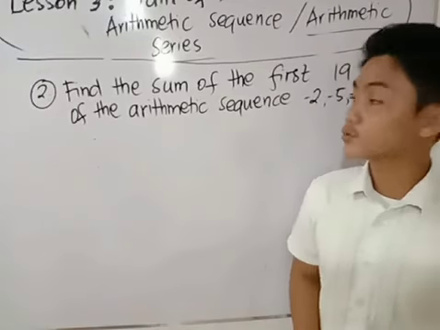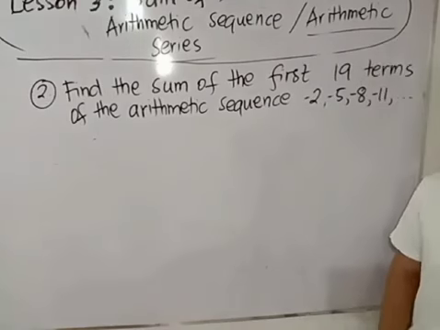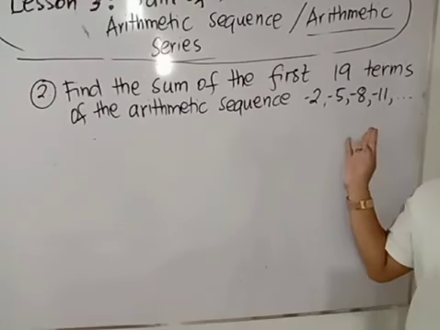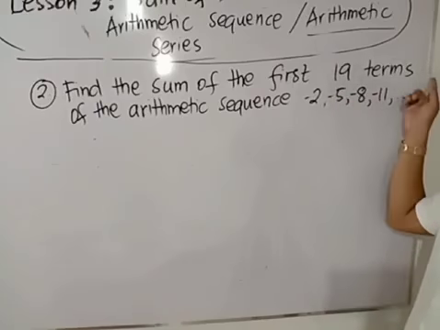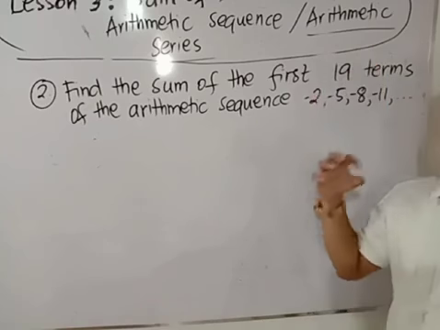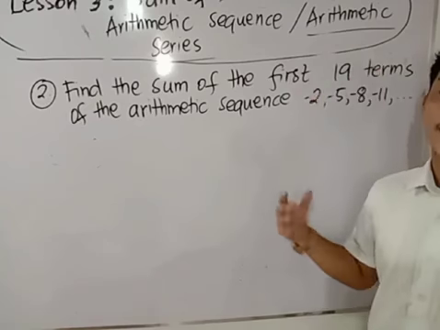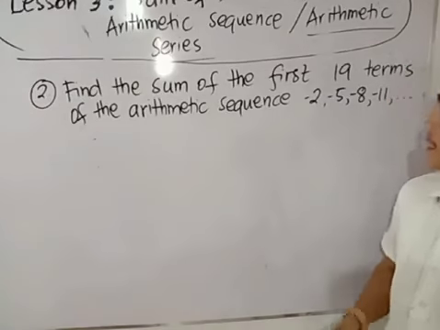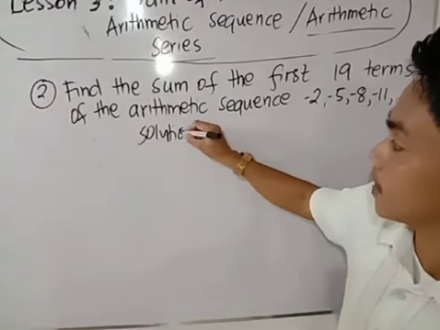For our example number 2, find the sum of the first 19 terms of the arithmetic sequence -2, -5, -8, -11, and so on. So this time, the sequence are negative integers. So how do we get the sum of these 19 terms? If we are going to add negative integers, the result is also a negative integer. So we are looking for a negative answer. The same thing, we are going to follow the same formula.